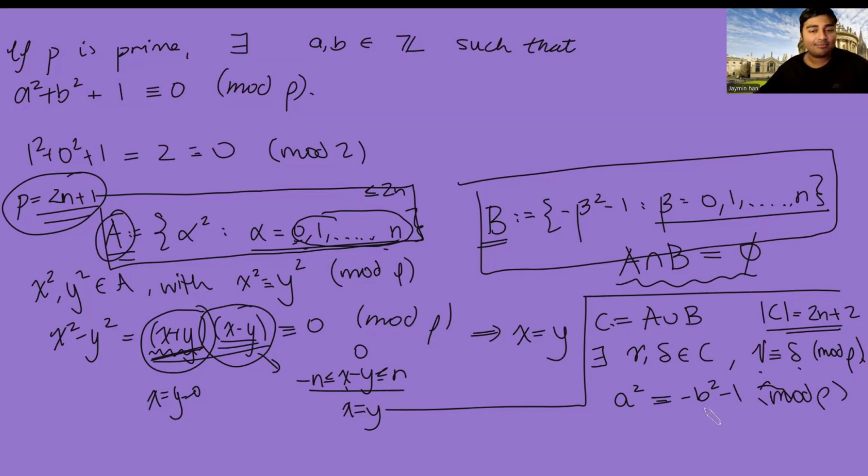And now we just need to add B squared plus 1 on both sides. So we get A squared plus B squared plus 1 is congruent to 0 mod P. And that is exactly what we set out to prove. So we've proved that there exist these numbers, A squared plus B squared plus 1 is 0 mod P. And that proves our lemma, or our 2.5 square theorem.